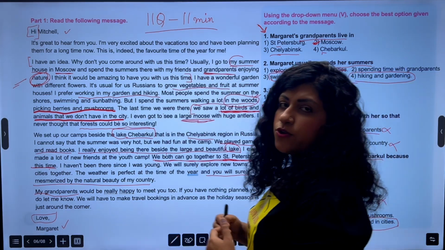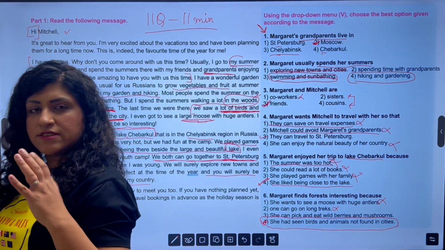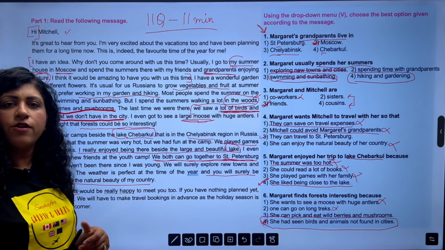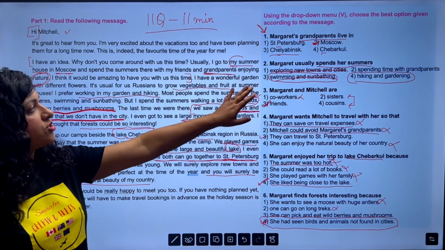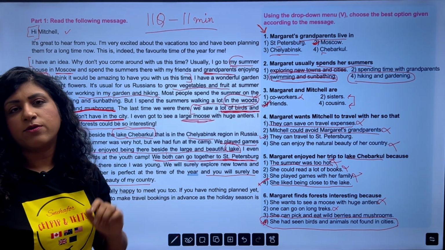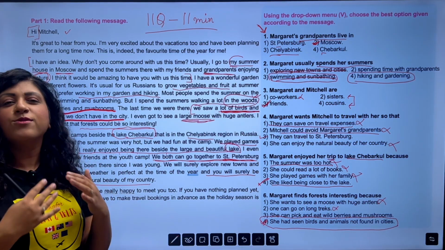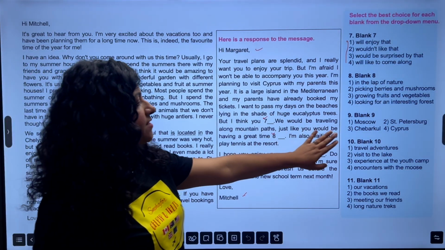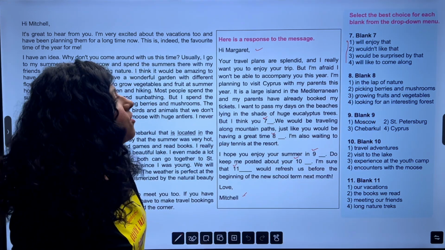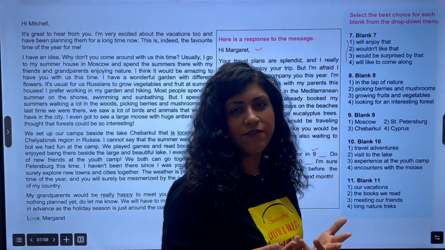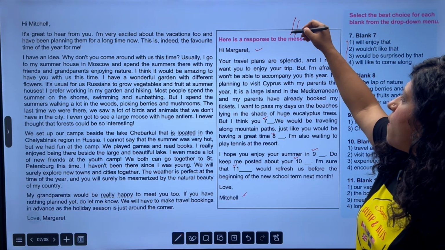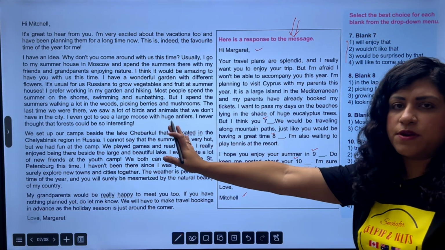So this is how you use scanning, you use skimming based on the type of question that you're solving in question number 1 to 6 of part 1. Now let's see how the rest of the questions are solved. Now we have the rest of the 5 questions of part 1, and as I said previously, these questions are related to the response to that email that we read previously.